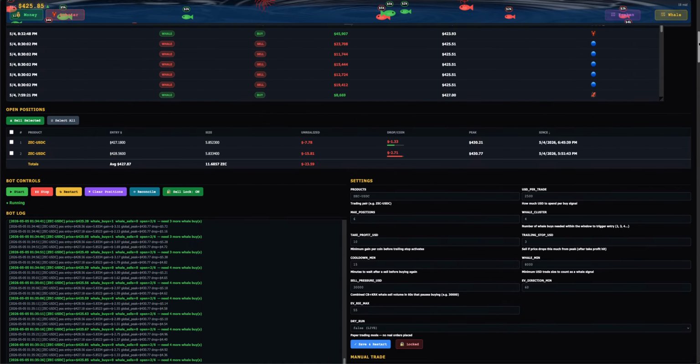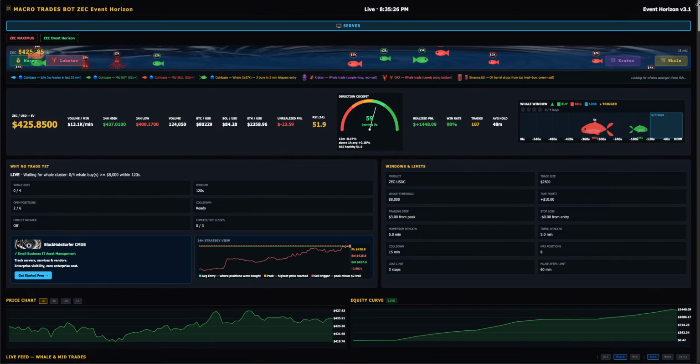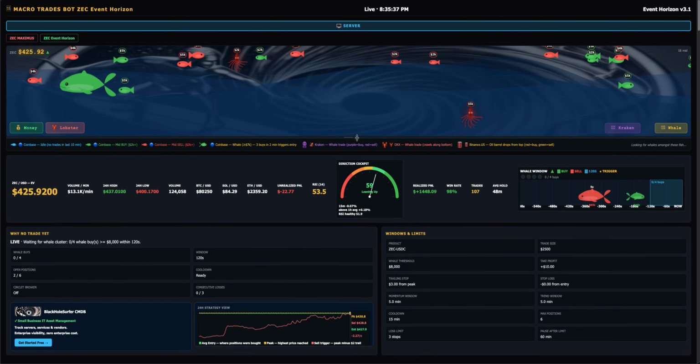So anyway, the bot is running right now, and again, I don't know if I need to go over this again, but we have whales going back and forth. We have krakens, we have oil barrels, and we have lobsters moving across this aquarium. Why did I do it like this?